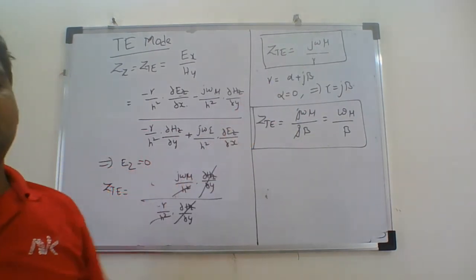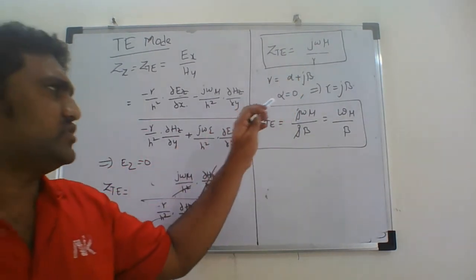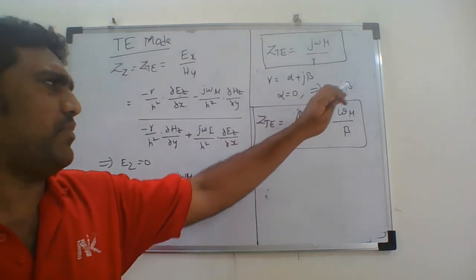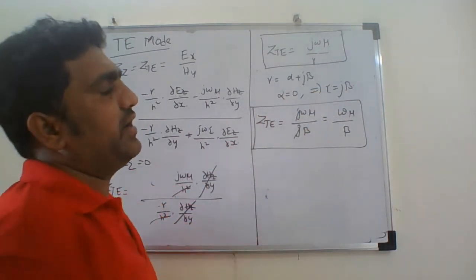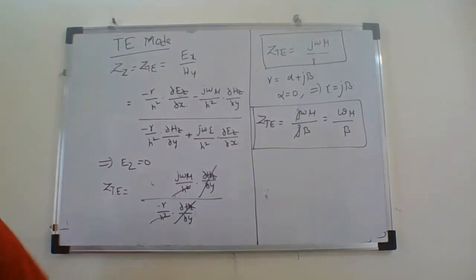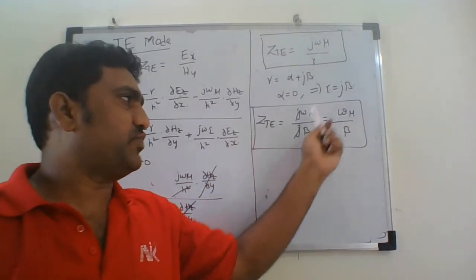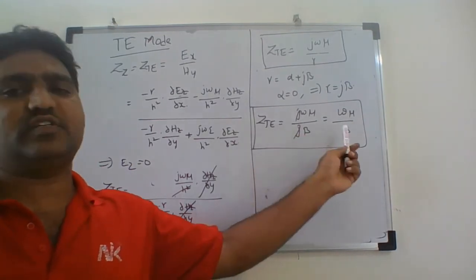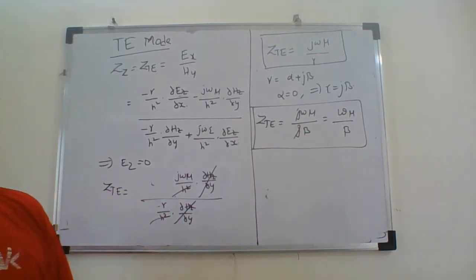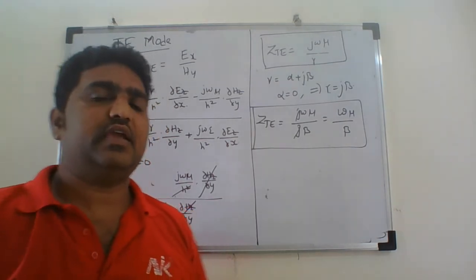So gamma is nothing but alpha plus j beta. Alpha is equal to 0 and gamma is equal to j beta. Substituting this, we will get the term like this. So this is the expression for the transverse electric case.